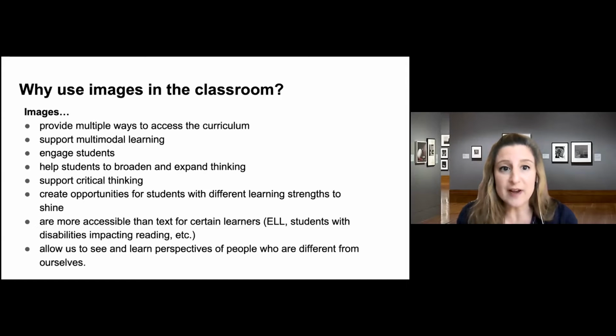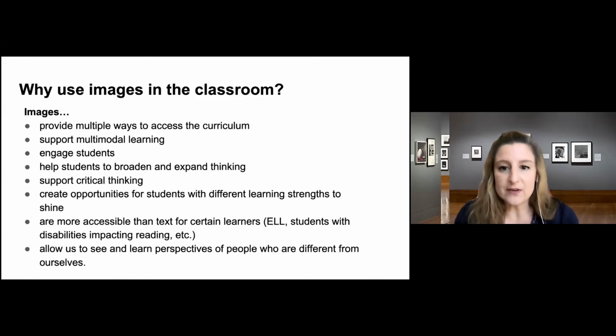One is that they provide multiple ways to access your curriculum, especially with students whose strength maybe isn't reading. It offers a way for them to shine and find areas of strength that might not be reading. It engages students. It's something different to look at images. It uses different kinds of learning styles and different ways of thinking. It also supports critical thinking because to really understand an image, you have to analyze it and think critically about it.